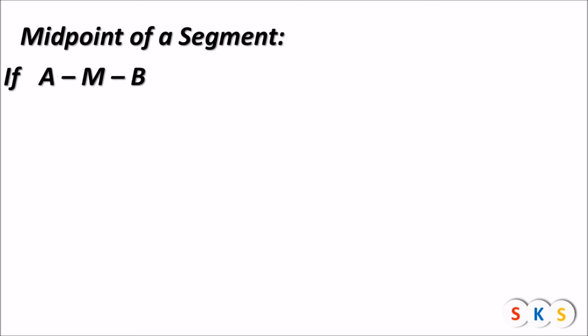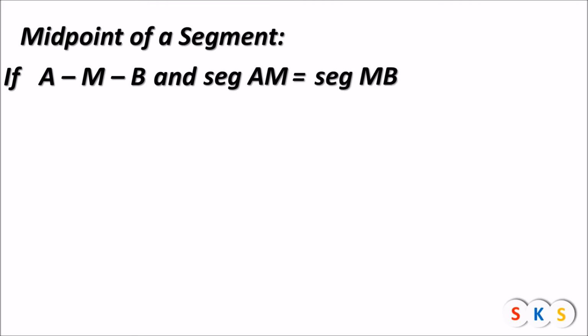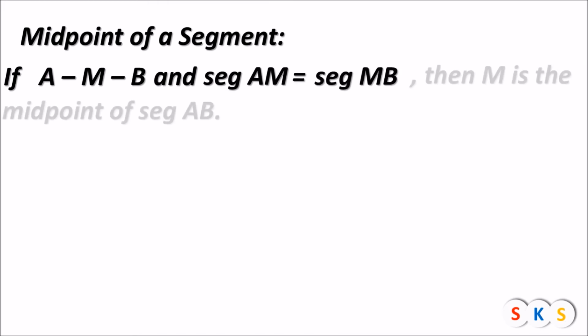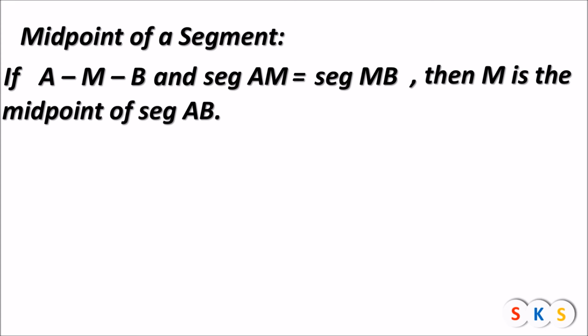If A-M-B, it means these three points are collinear. They lie on the same line such that M is between A and B. So if A-M-B and seg AM equals seg MB, then M is the midpoint of seg AB.